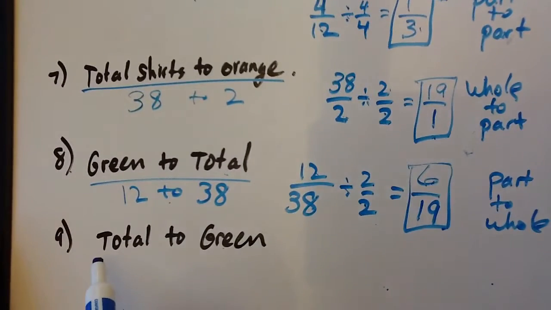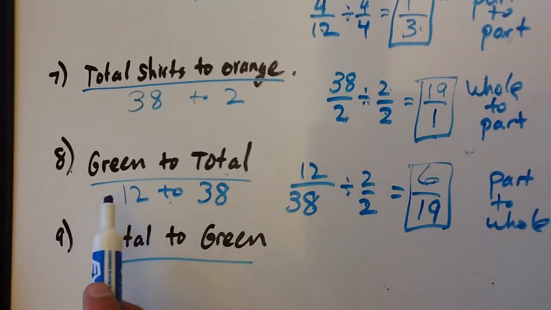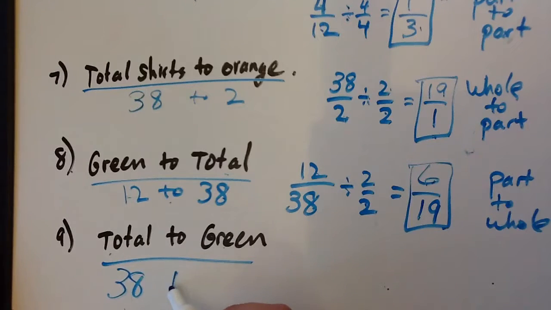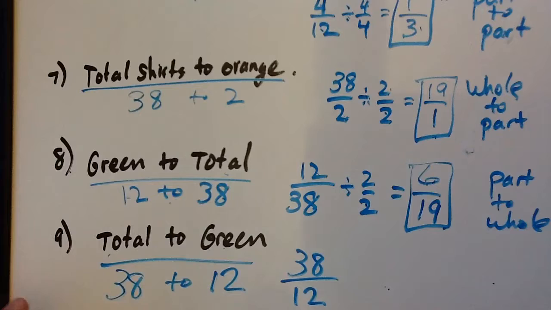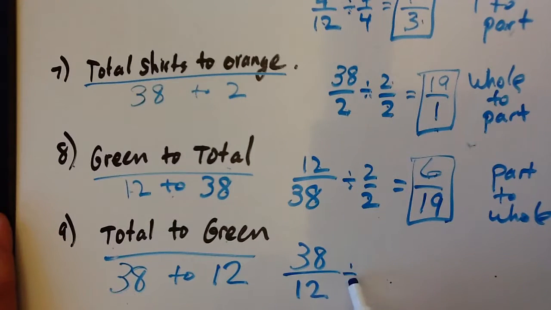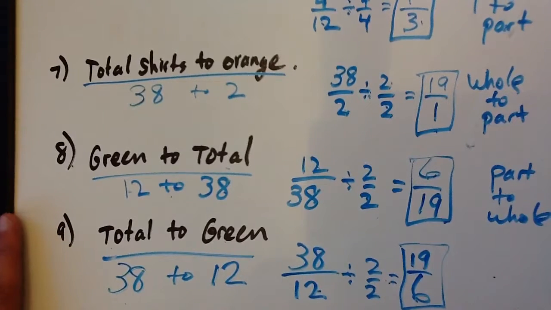Okay, last one here, number 9, we want the total shirts to the green shirts. Now, as you can see, these are sort of flipped, right? In number 8, we did green to total. Now we want total to green. So total, 38, to green, 12. So I have 38 on top and 12 on bottom. So as you can see here, the order matters. The first thing I'm looking at will go on top, and the second item I'm looking at will go on bottom. If I simplify this ratio, I'm going to divide by 2 over 2 because they're both even, and I would get 38 divided by 2 is 19, and 12 divided by 2 is 6. So in simplest form, it is 19 to 6.